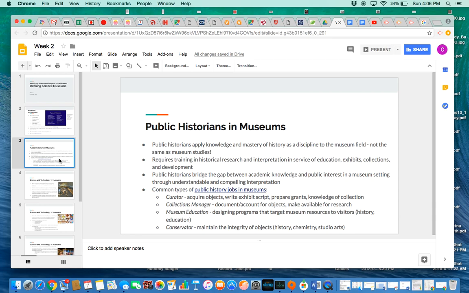If it's an educational focus and you're working on programming, say for school groups at an institution, you would know about and be able to design programs that target the resources within the museum to visitors through your own history knowledge. And then finally, conservation work, in combination with some sort of conservation educational background, you would have a knowledge of how to maintain the integrity of objects using your historical background.